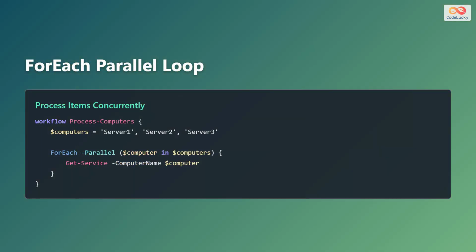When you need to perform the same operation across multiple computers or items, the ForEach-Parallel loop is incredibly efficient. In this example, we have a list of 3 servers: Server 1, Server 2, and Server 3. Using ForEach-Parallel, the workflow processes all 3 computers simultaneously rather than one at a time. For each computer in the list, it runs get-service with the computer name parameter. So instead of querying Server 1, waiting for it to complete, then querying Server 2, and so on, all 3 servers are queried at the same time. This can reduce execution time from minutes to seconds when working with large numbers of systems.